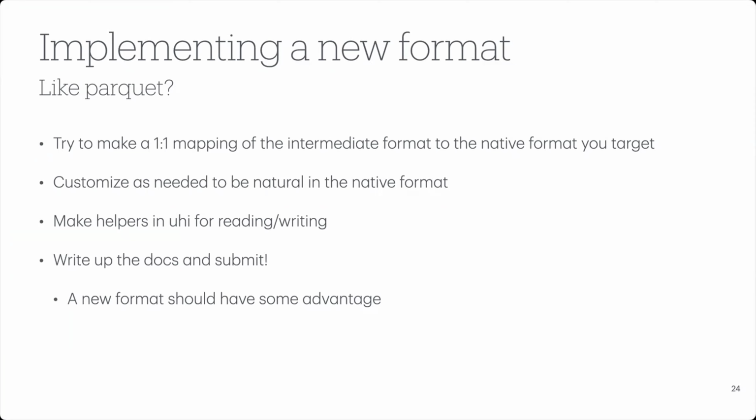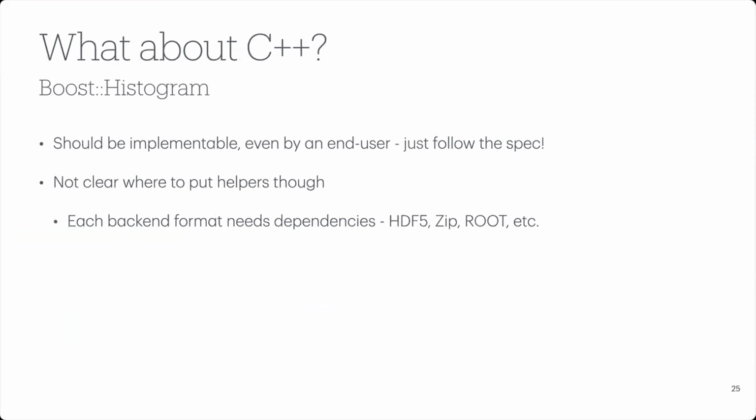You make sure you have the helpers in UHI for reading and writing. And then it needs to have documentation so that people know how to implement it, especially from a different language, and submit it. And ideally, there should be some advantage, some reason that you want to do this. Say you have a lot of data in parquet files and you want to put it with those, or for Zarr, maybe you'd want to take advantage of some of Zarr's chunking features, etc.